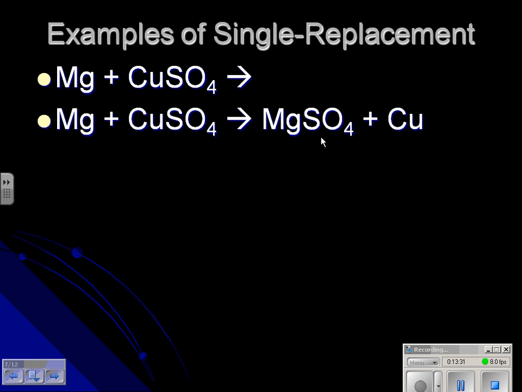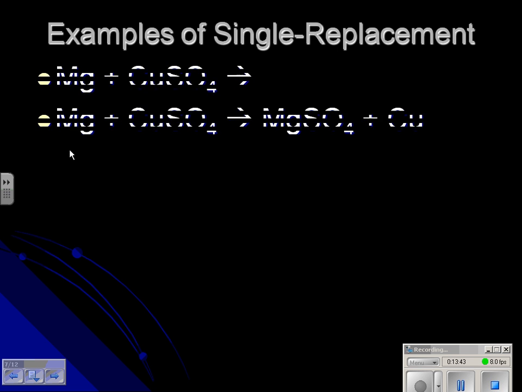You only have a charge if it's in an ionic compound, and then you use it to crisscross. So no charges are shown on those pure elements. Okay, they do not have a charge because they are not part of an ionic compound. Okay, so that's the first example.